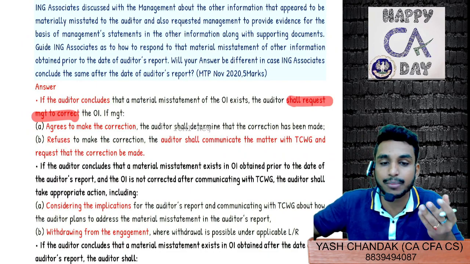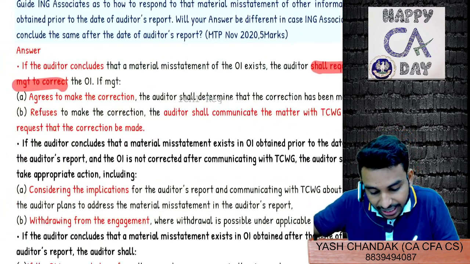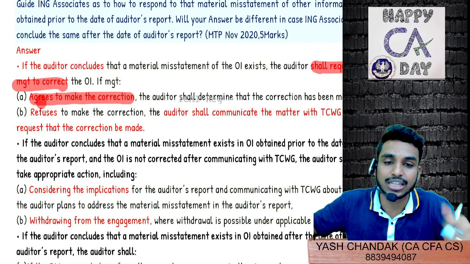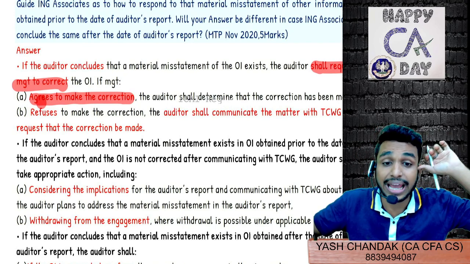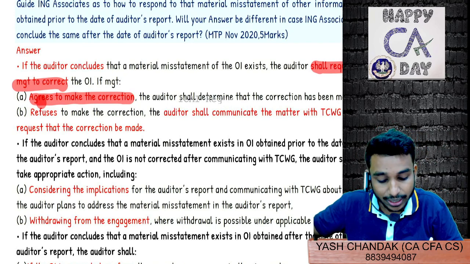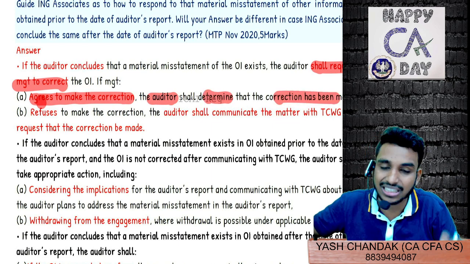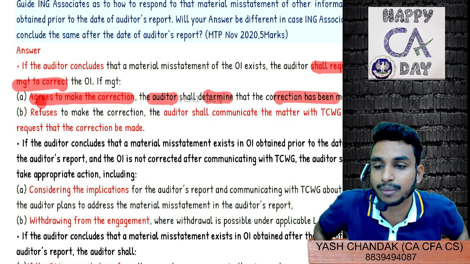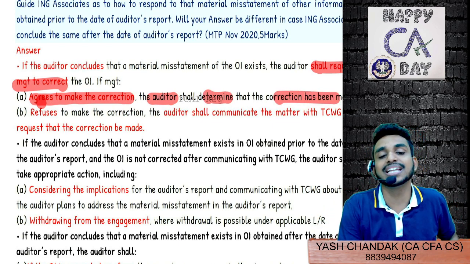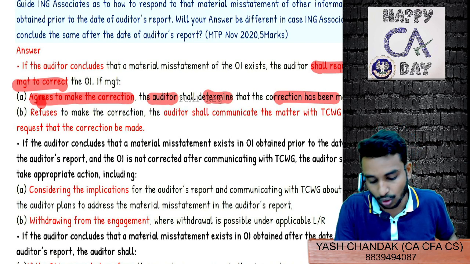First you will request management, "Please correct it." If management agrees to the correction, then that's good. Management agrees to make the correction, then the auditor shall determine whether the correction has been made properly and adequately or not. If management has agreed to make the correction, then see whether the correction is properly done or not.